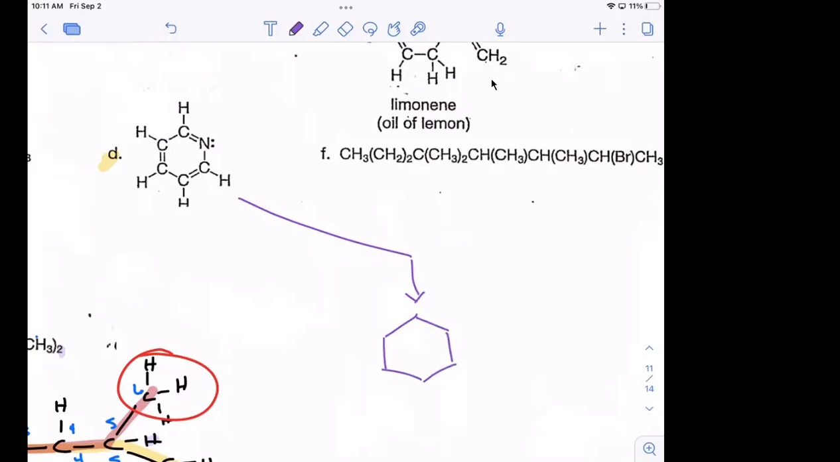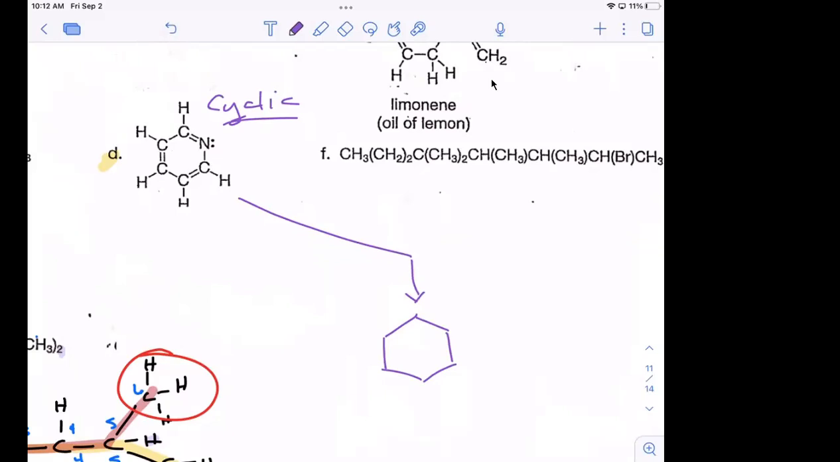That's cyclic, right? Anytime you hear me use the term cyclic, that means I'm talking about something that's a ring. You can have 3-membered rings, 4-membered rings, 5-membered rings, 6-membered rings. I mean, there are a lot of different sizes of rings that can be formed. That's the beauty of organic. These atoms can do pretty much whatever they want to do.